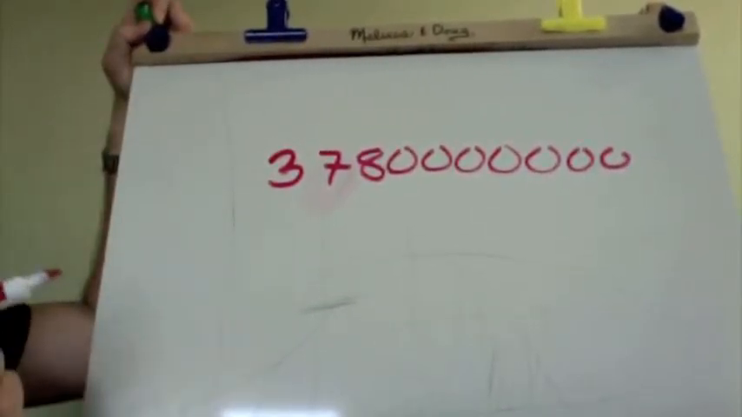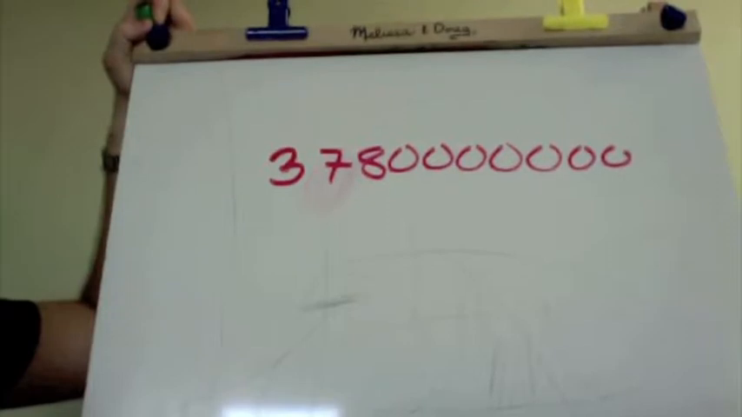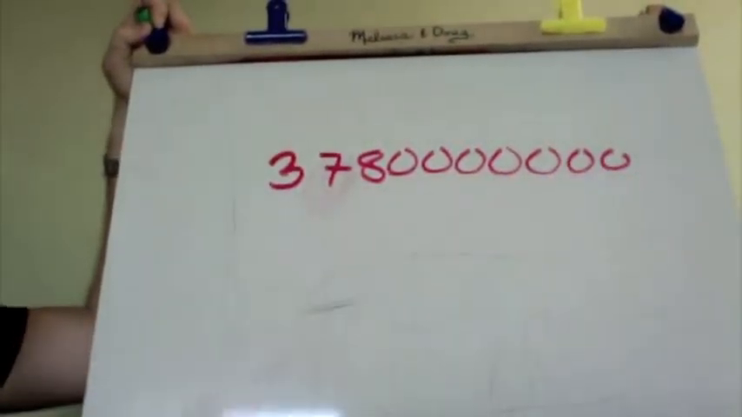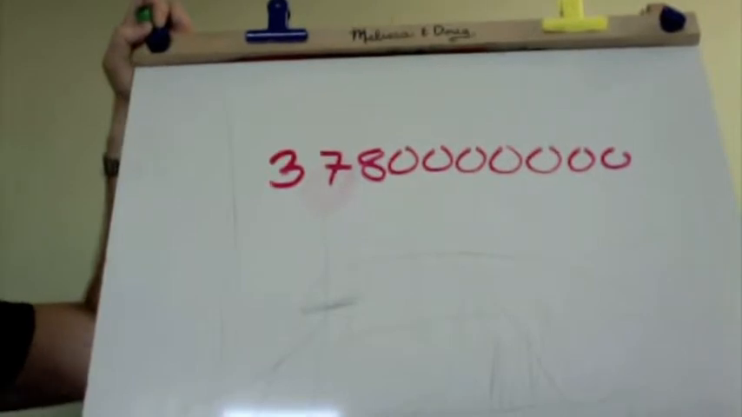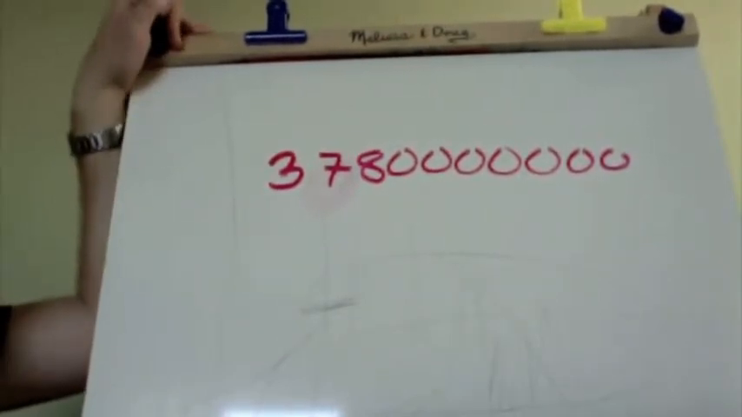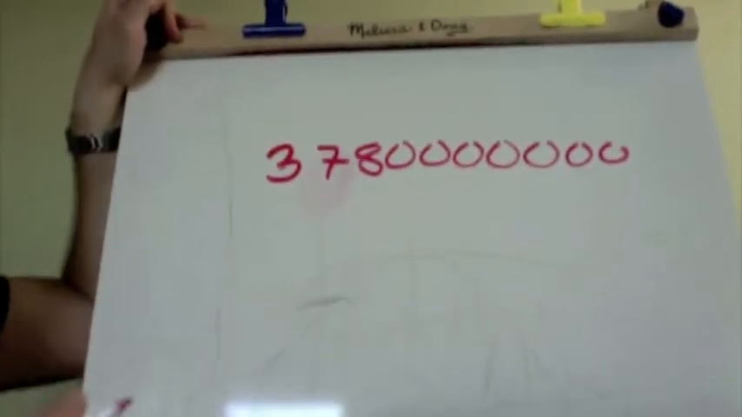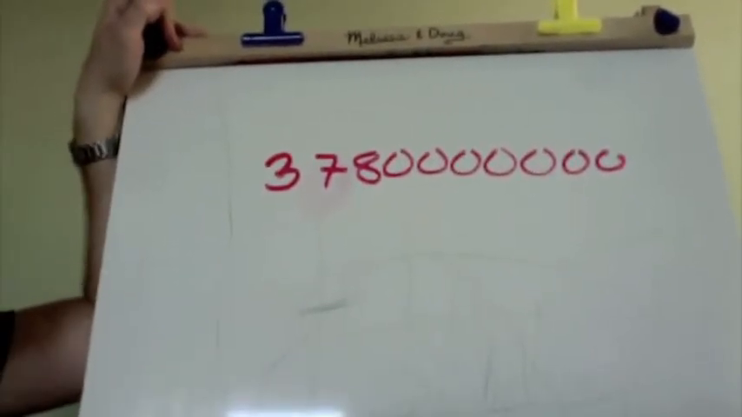So in science, oftentimes we have to write numbers that are really big. And if we were to recreate this number over and over and over again, there are so many zeros in there, at some point we're going to make an error. We're going to make a mistake. So what we do is we use this thing called scientific notation.